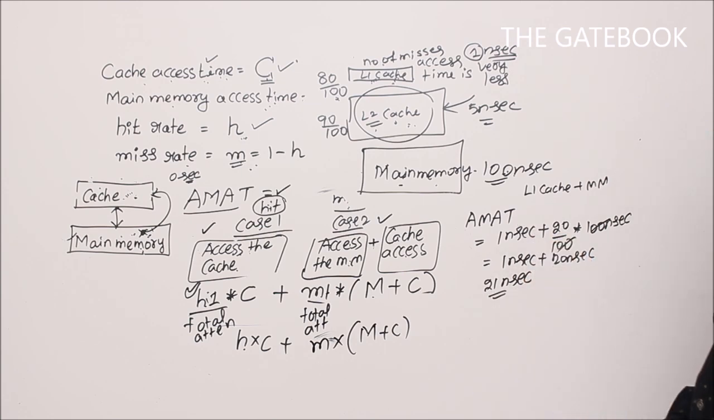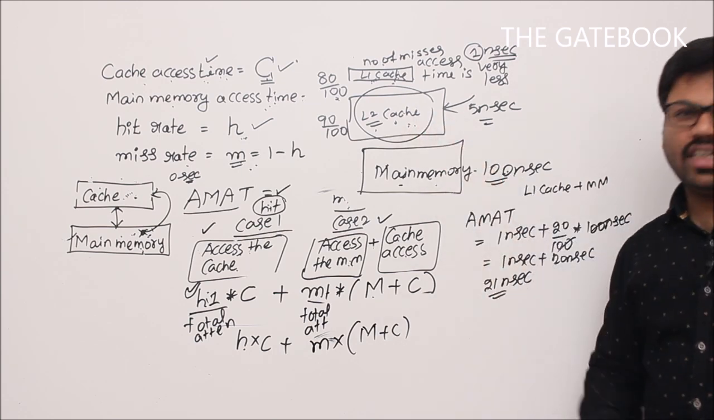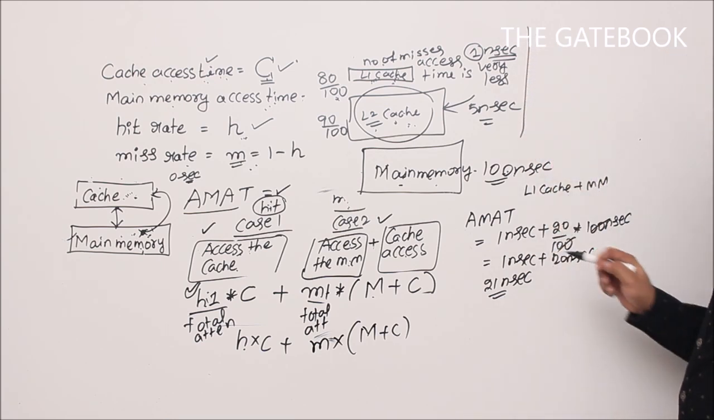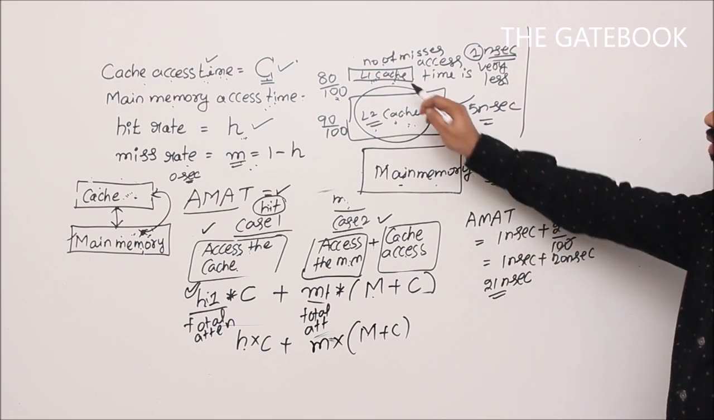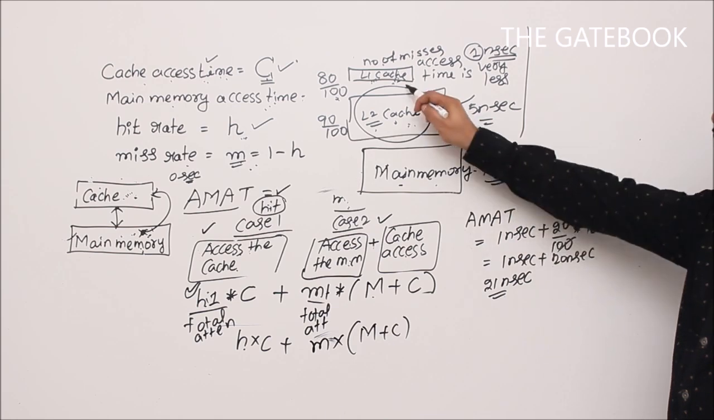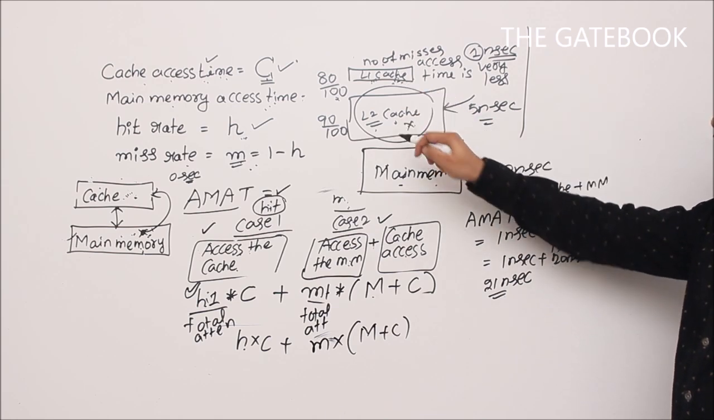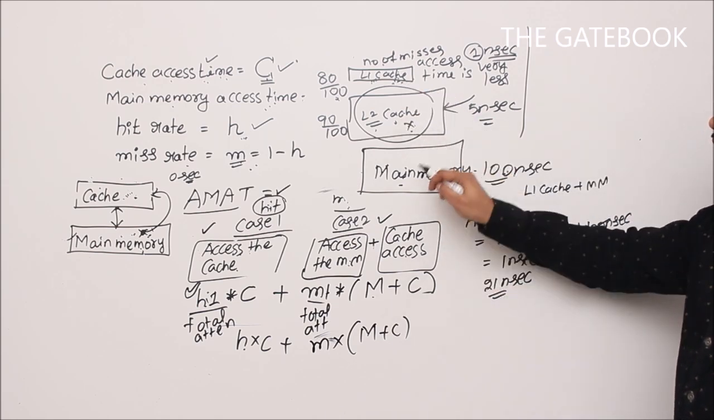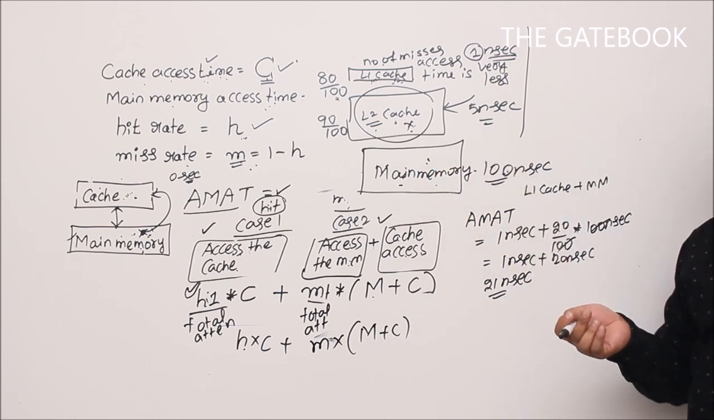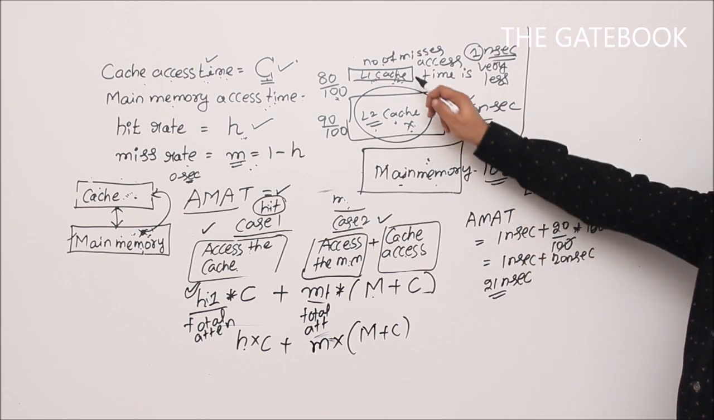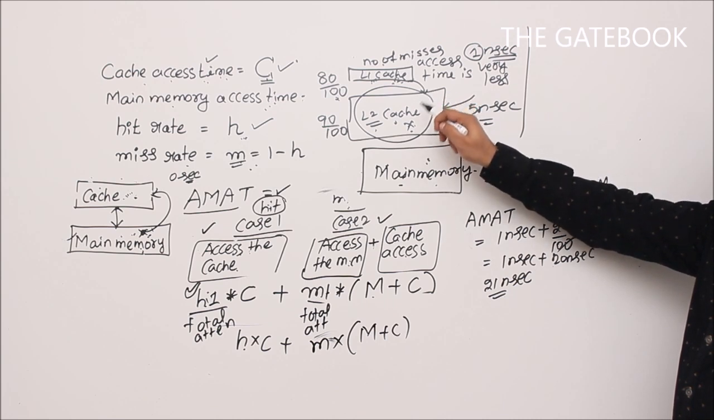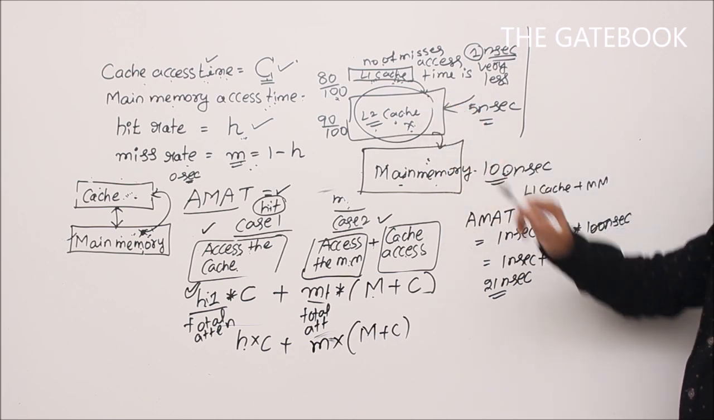21 nanoseconds. What if I keep one more cache in between? Then we will see how much benefit we are going to get. First of all, we will search in the L1 cache, understand? If you don't get it, then we come to the L2 cache. If you don't get it here, then we come to main memory. Sir, what is the formula for it finally? Very simple. First, come here. If you don't get it here, then you come here. If you don't get it here, then you come here.